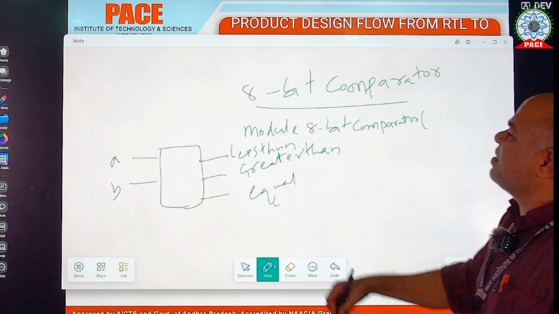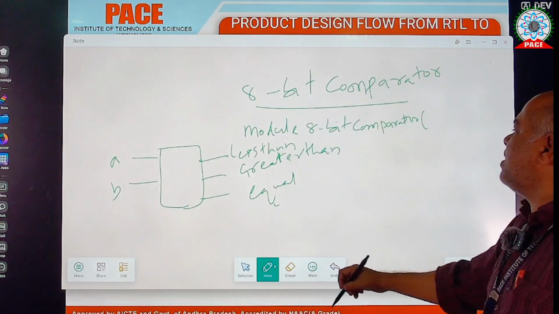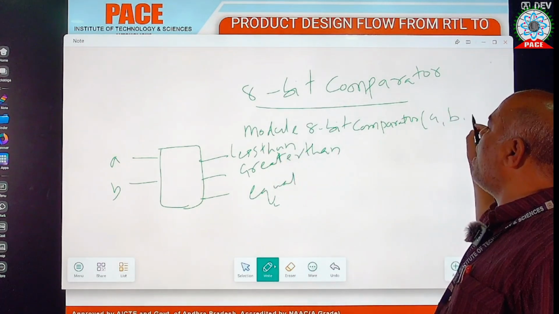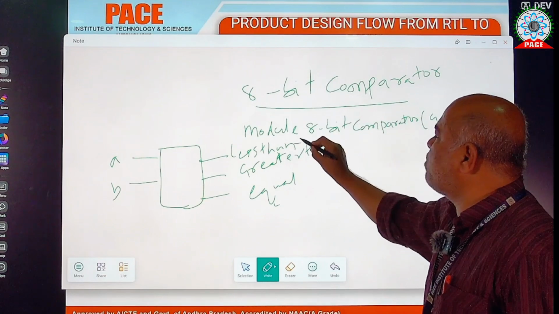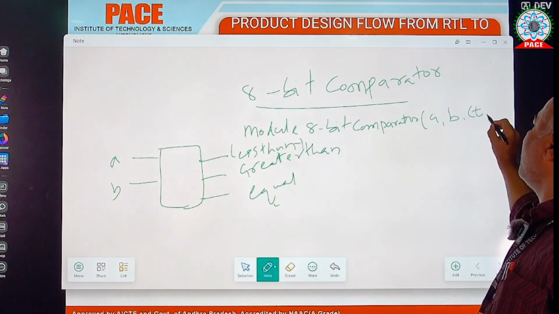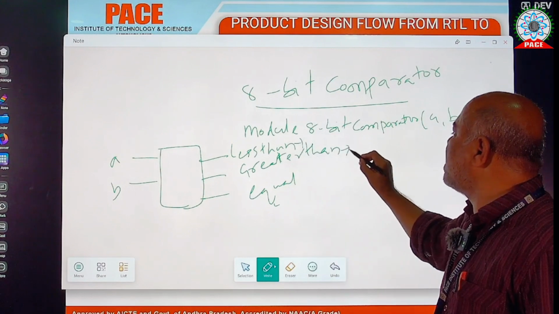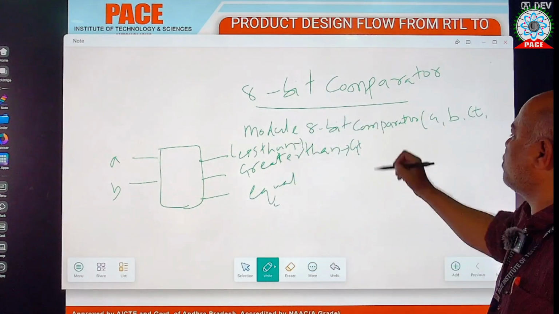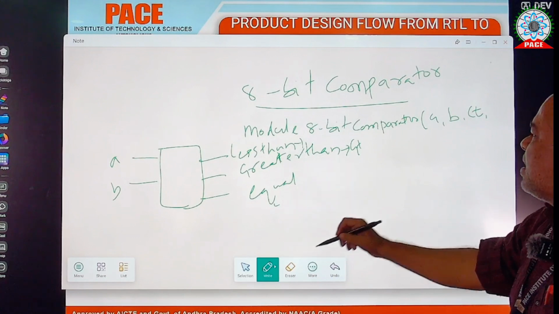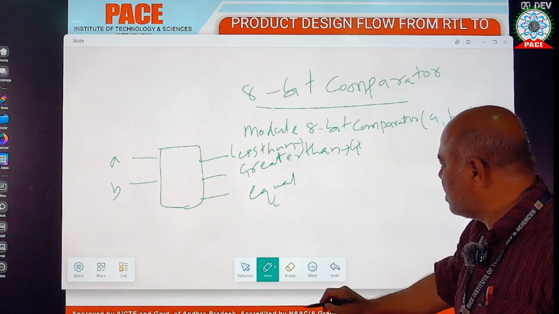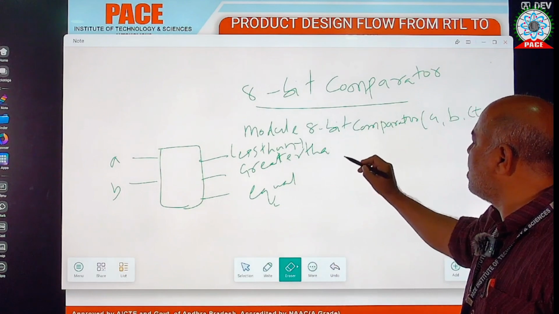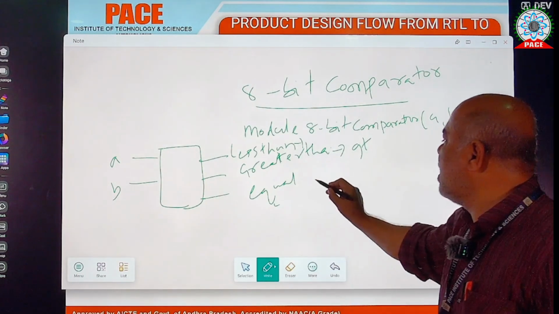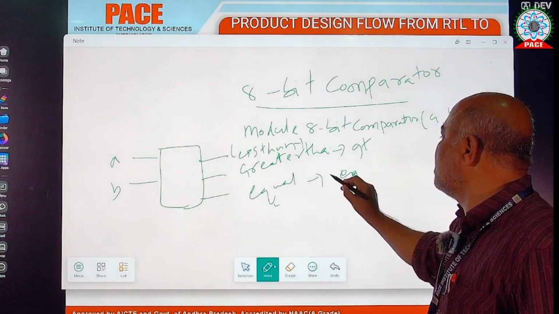What are the inputs? A comma B, and the outputs, I will give in short form: LT, which is less than, and GT, which is greater than. Use lower case, because Verilog does not accept the upper case here. So write GT, and this is equal. LT, GT, and equal. They are the port declaration.